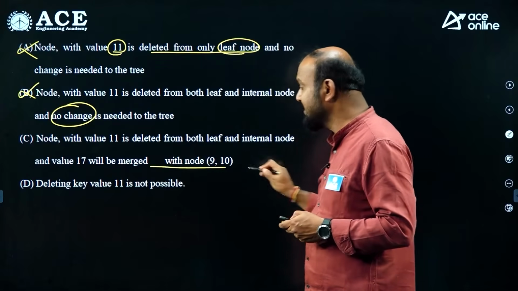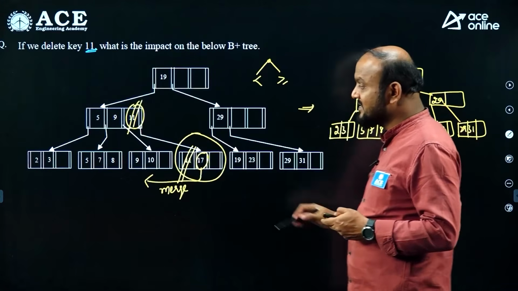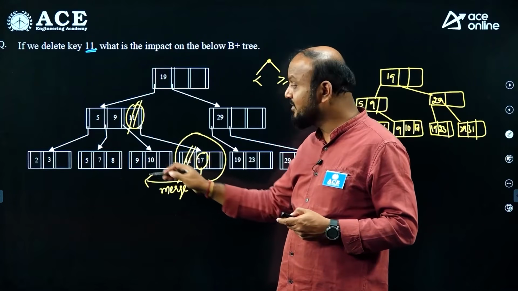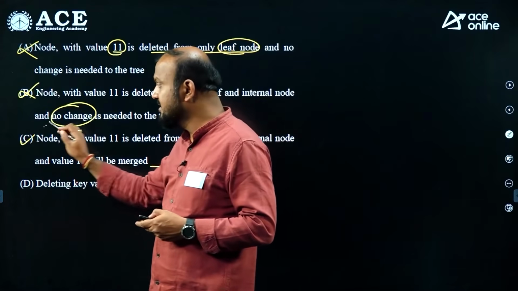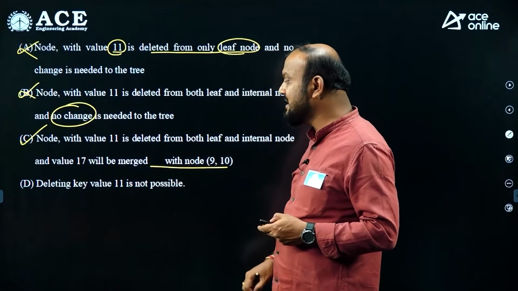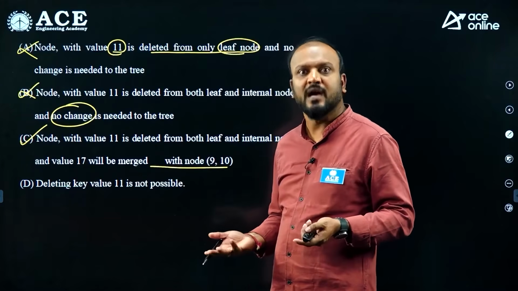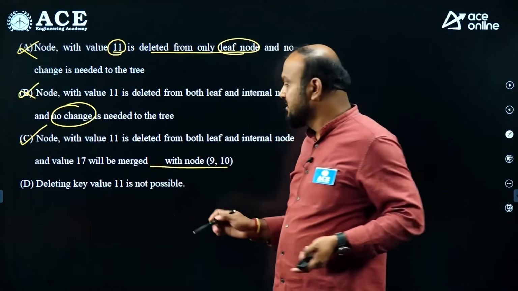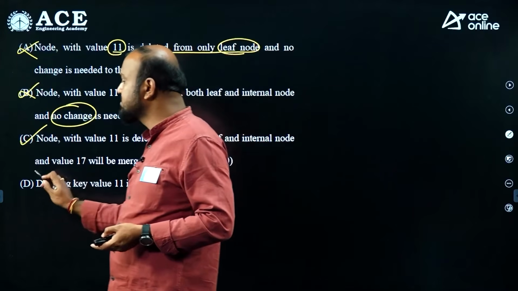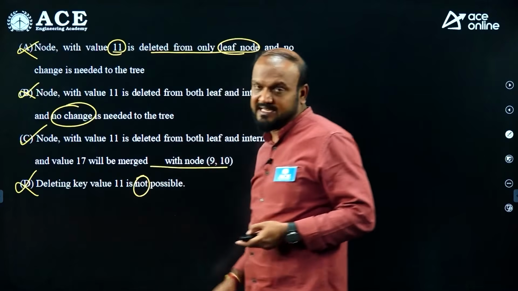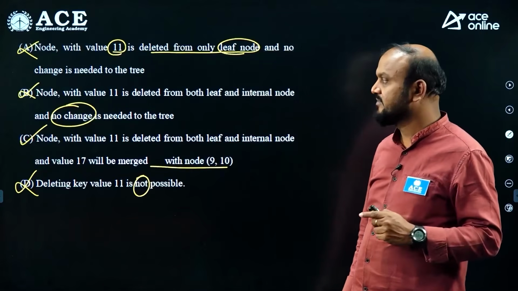Option C: node with 11 is deleted from both leaf and internal node and the value 17 will be merged with 9, 10. So, check it. 17 is merged with 9, 10. Oh, it is a perfect option. Option D: deleting key value 11 is not possible. You have to delete it and balance it. But there is no question of not possible. So, D is wrong. So, what is the correct answer for the question? Option C. Okay.